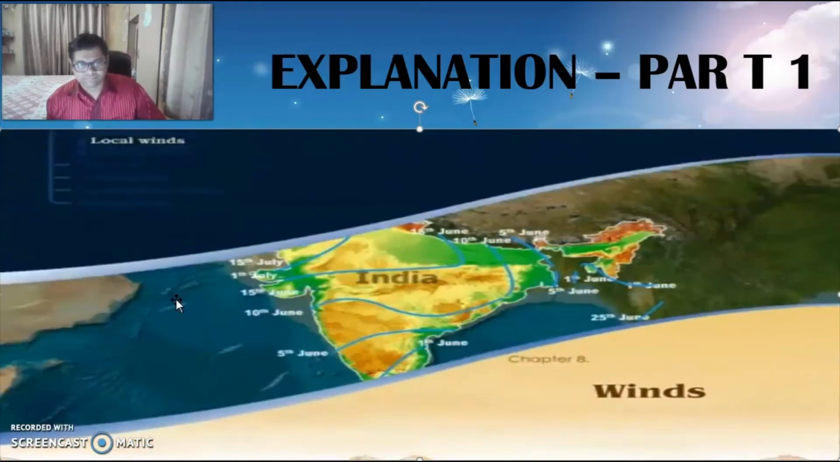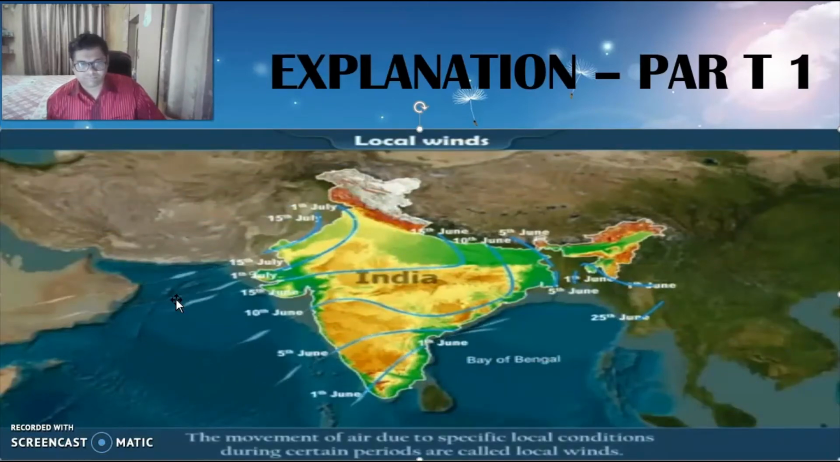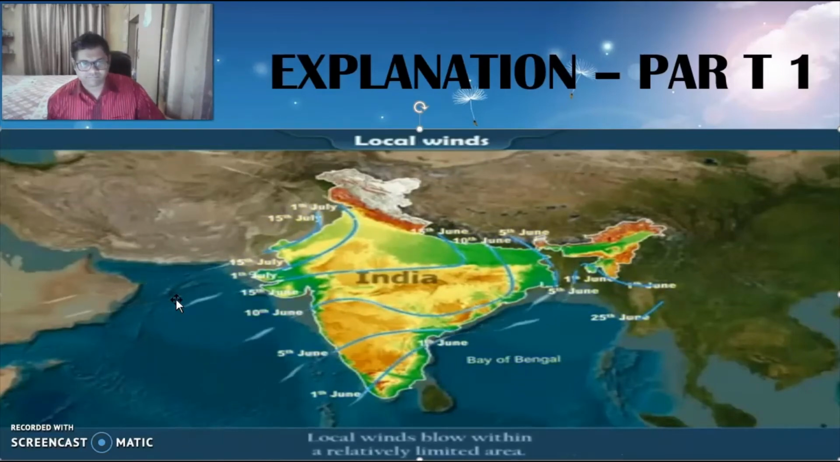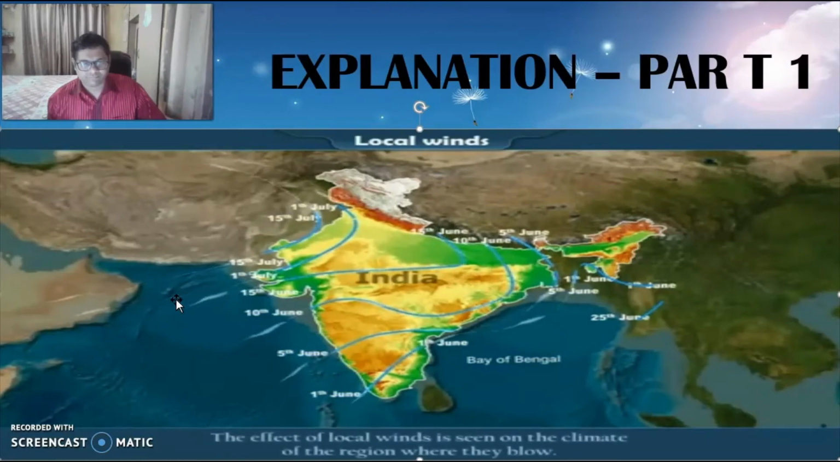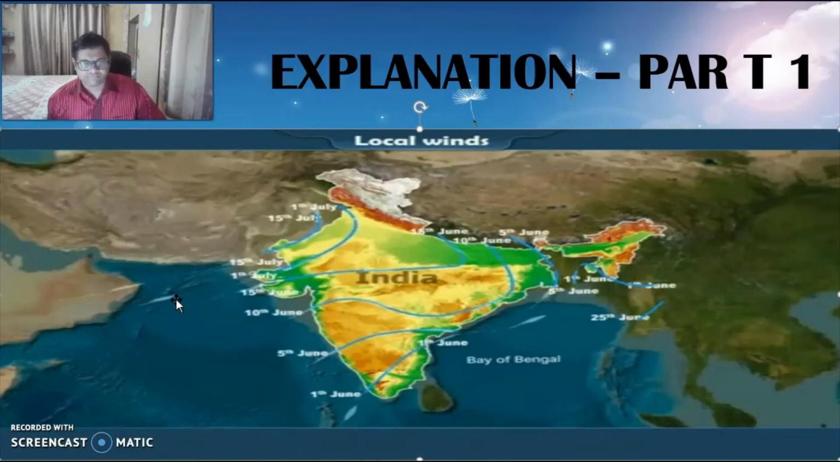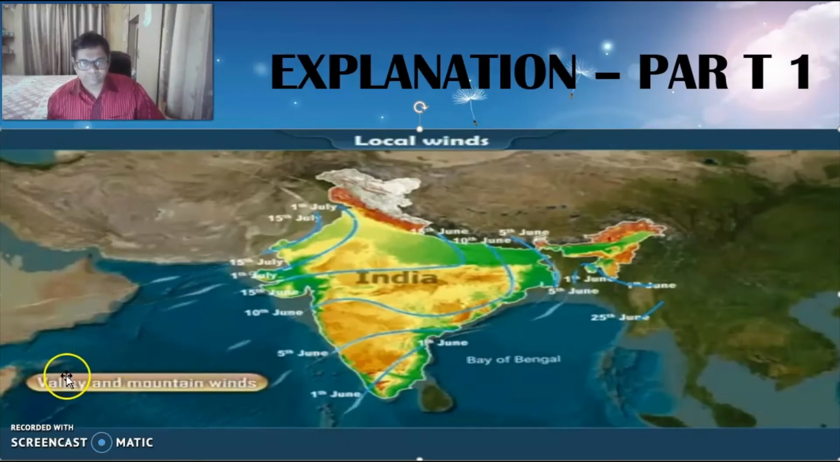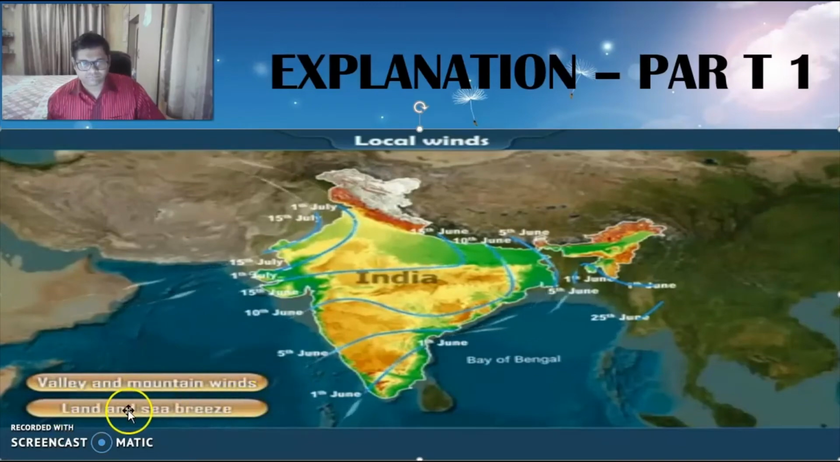Local winds. The movement of air due to specific local conditions during certain periods is called local winds. Local winds blow within a relatively limited area. The effect of local winds is seen on the climate of the region where they blow. These winds are known by various names. The two main types are A. Valley and mountain winds, and B. Land and sea breeze.